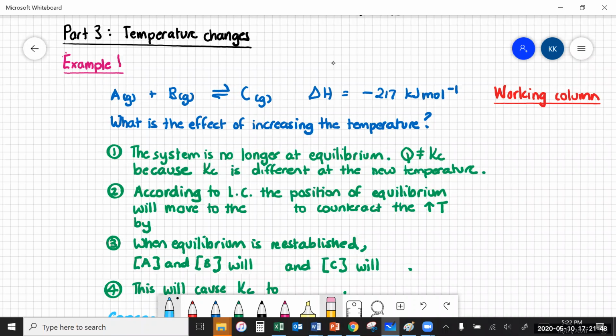Just a little reminder. First example, A plus B in equilibrium with C. Our delta H value for this reaction is negative 217 kilojoules per mole. What type of reaction is that? That's an exothermic reaction.